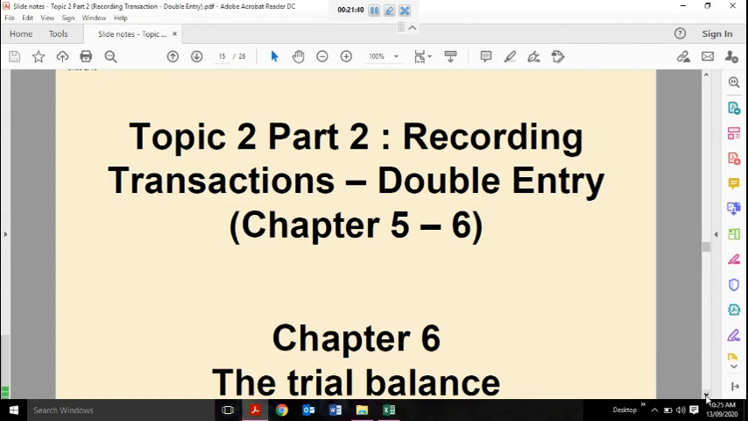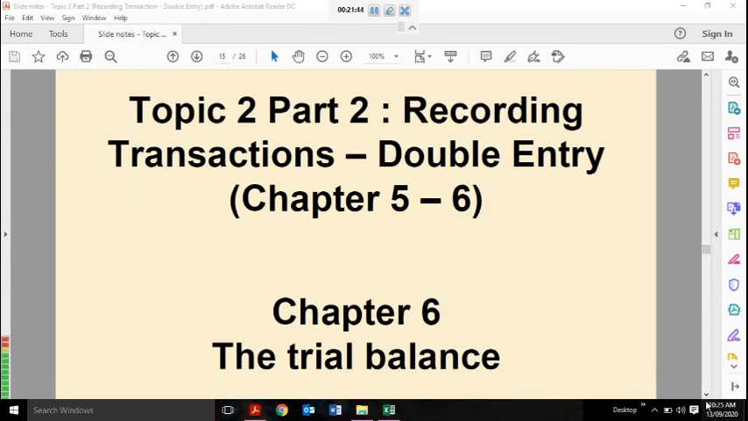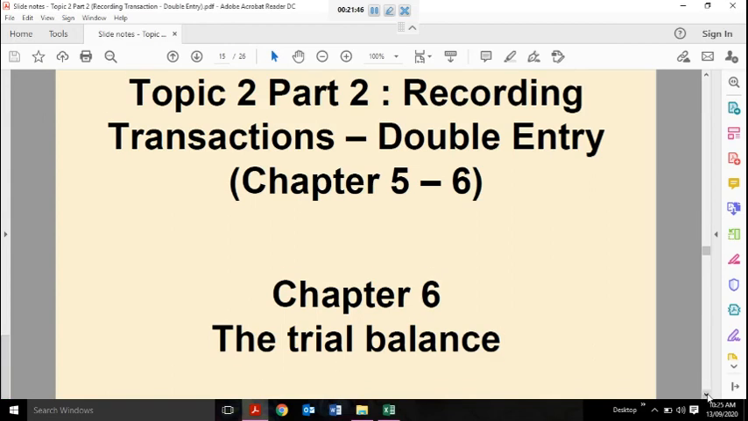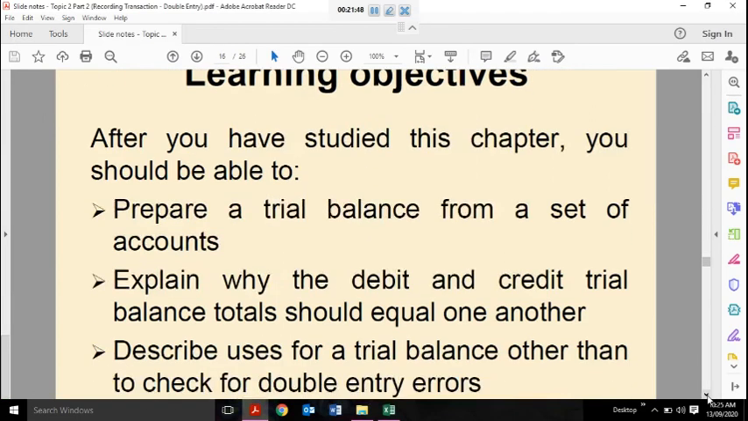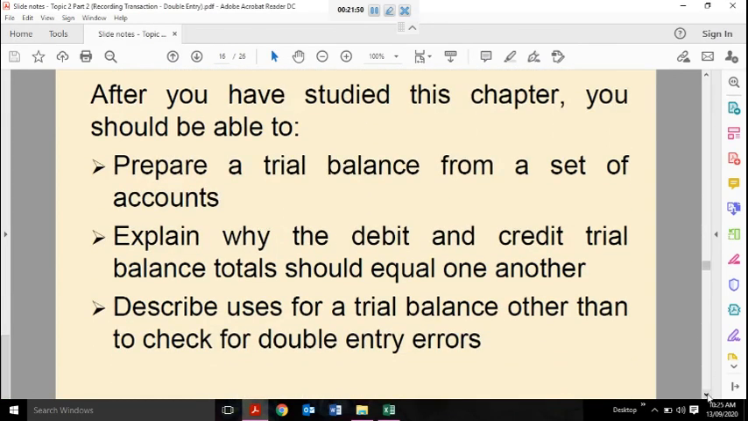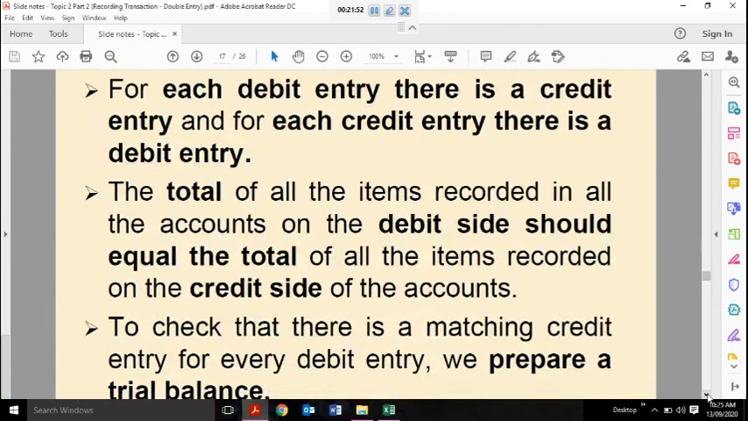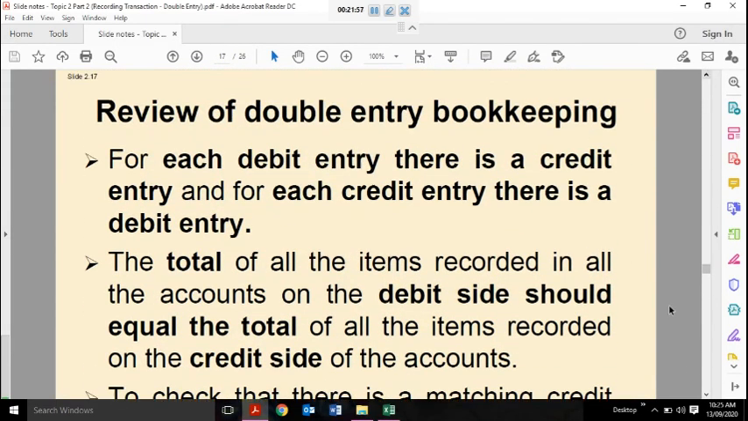Now, recording transactions, double entry. This is for chapter 6, whereby we have to do the trial balance. So these are the learning outcomes, these are among the concepts that you need to know. Before that, we have to do the review.